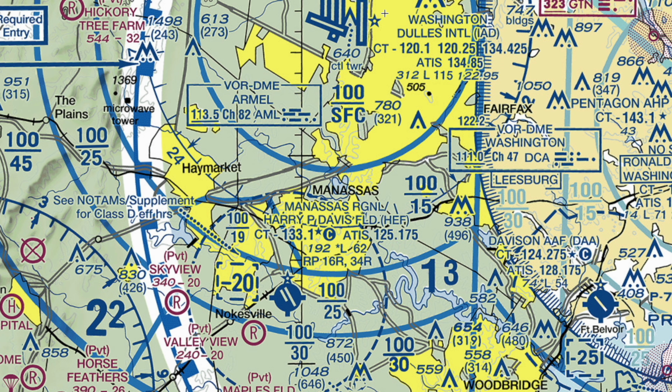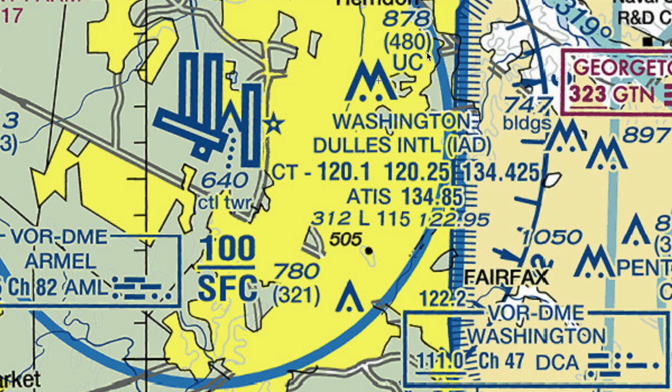Now, typically, Class D airspace requires authorization, but you do not need clearance if you are flying VFR flights. You simply need to establish two-way communication with the Class D tower before entering that airspace. Now, check this out. If you're flying above 2,000 feet in that airspace, you are now at Class B airspace, and you will need Class B authorization from air traffic control at Dulles International Airport.